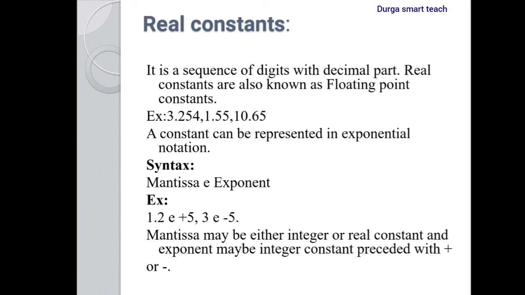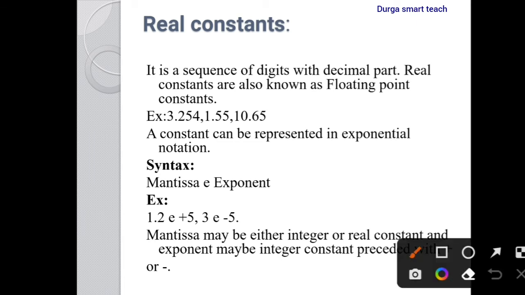So the first one is integer constants and the second one is real constants. Real constants are numbers which contain a decimal part. After the point, the number is known as the decimal part. These are known as floating point constants.